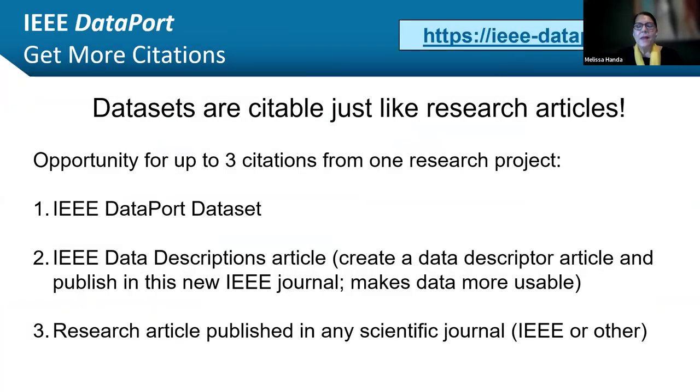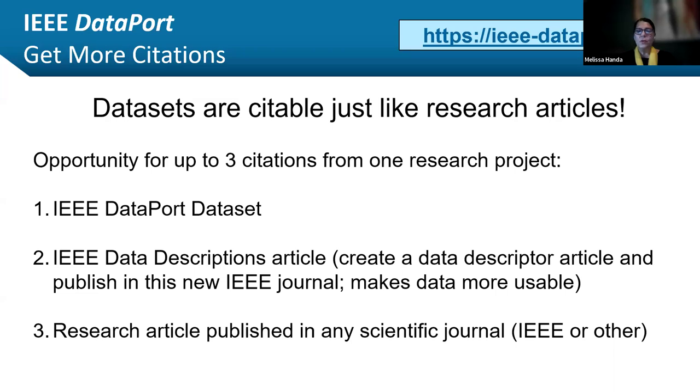Okay, this slide is on the topic of trying to get more citations. So data sets are citable, just like research articles, and we do count citations on the platform for data sets. So with one research project, people have indicated we really now have an opportunity for someone to get three citations. One, if they have the data set associated with the research, they can get a citation for the data set. Two, if you so decide, you could write a data descriptor article and publish it in a new IEEE journal called IEEE Data Descriptions, and that gives you an opportunity to get a second citation and another publication as well. There are other journals.